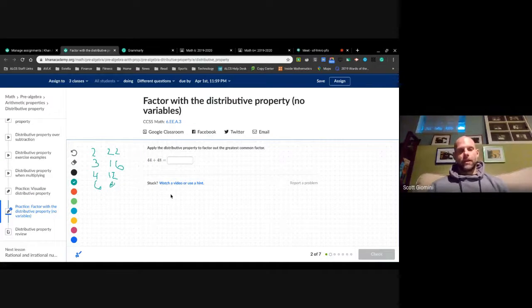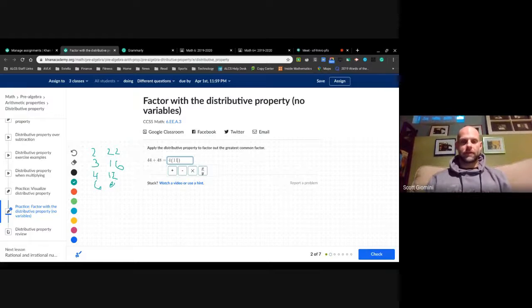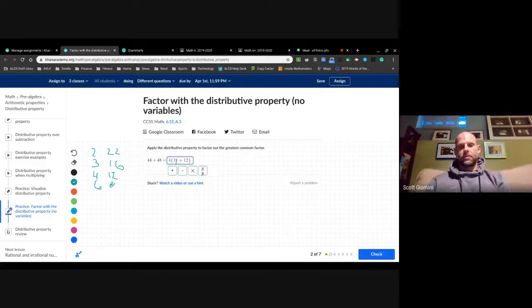Now, I want to ask myself, which factor does 44 have in common with 48? Well, the only thing I see is 4 again. So guess what goes on the outside again? 4. Open parenthesis. We already knew that 11 times that. Now, what times 4 gives us 48? It's 12. These two numbers are 1 away from each other, which leads to an improbability that they'll have a common factor. And I am done. So that's how I factor with distributive property.